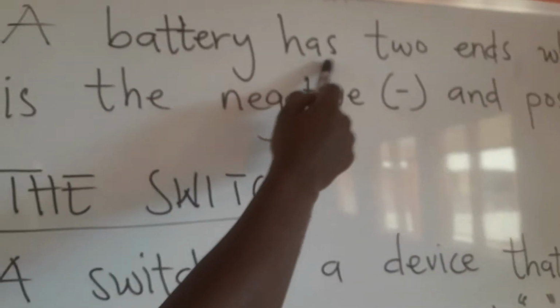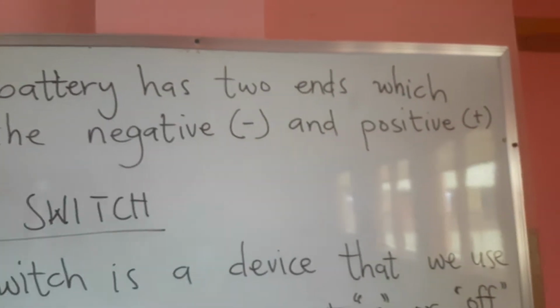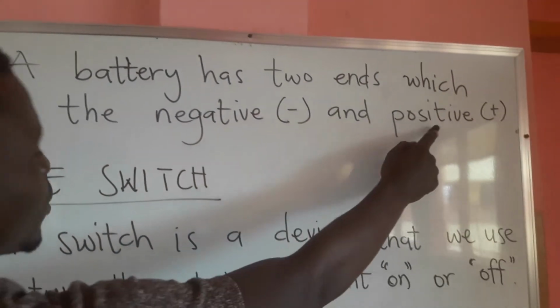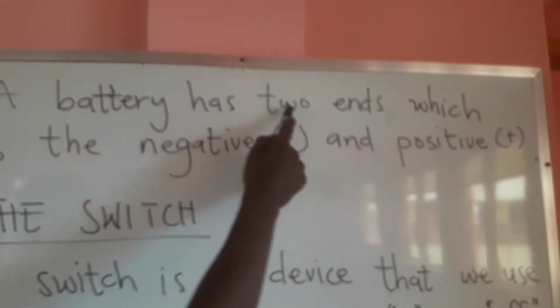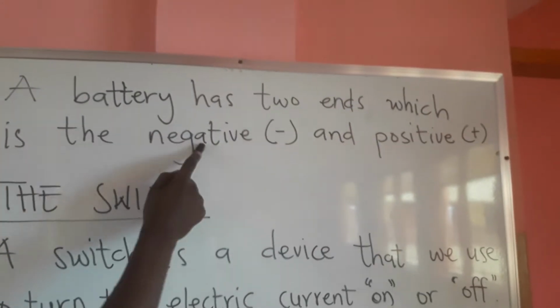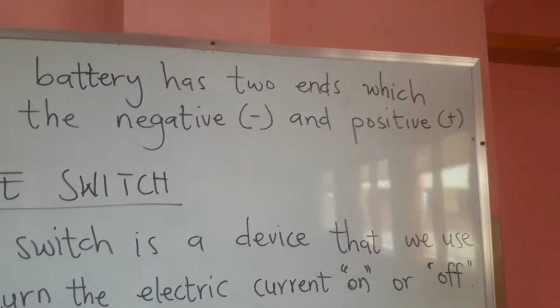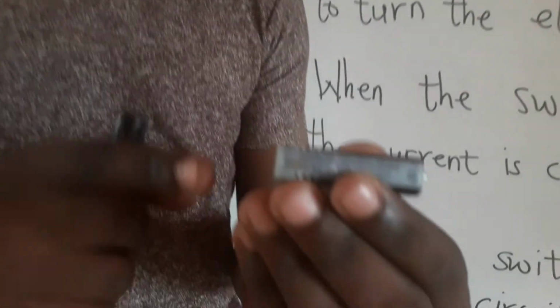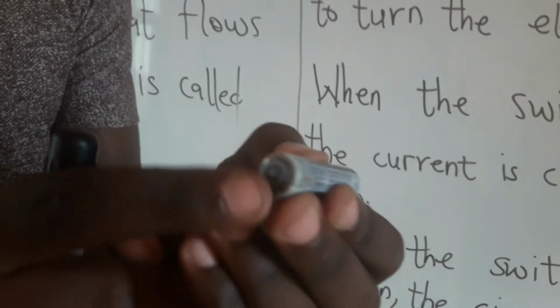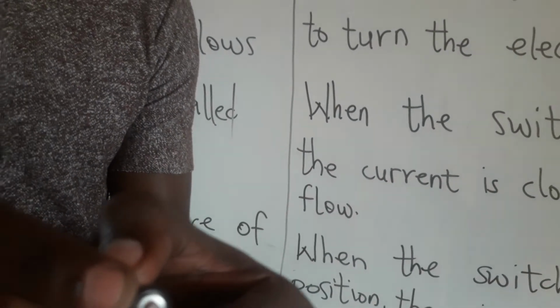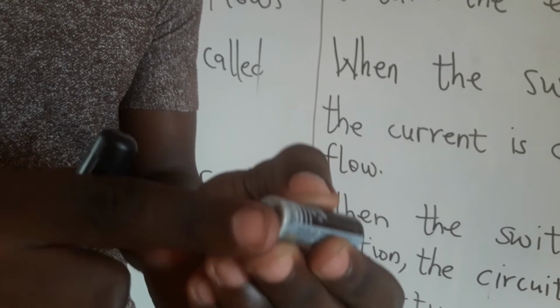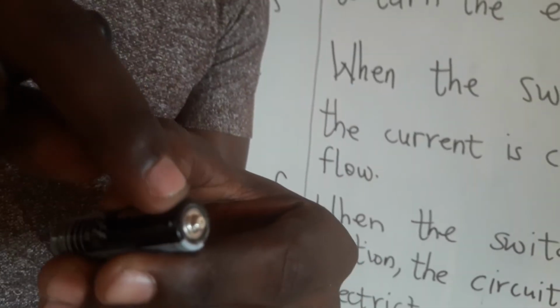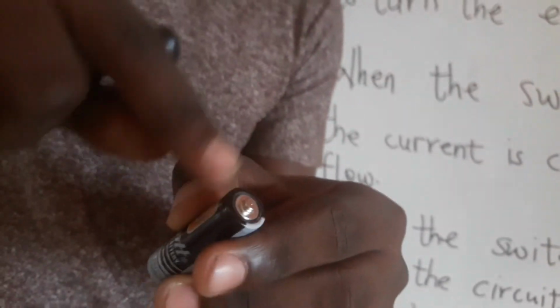Now let's look here. A battery has two ends, which are the negative and positive. Now let's look at this battery very well. You will see that it has two metal sides. We have the flat button and then we have the pointed edge. Now this part is what? The positive side. This is what?